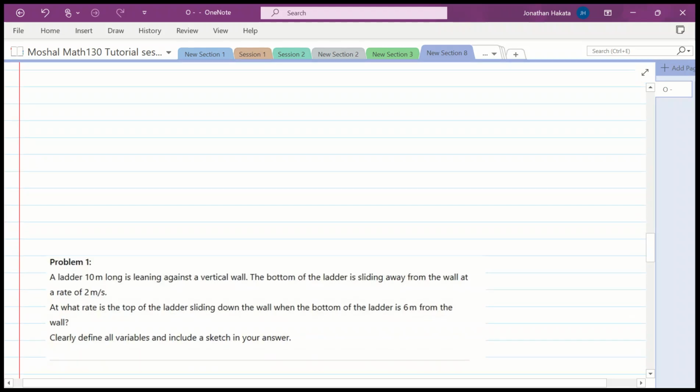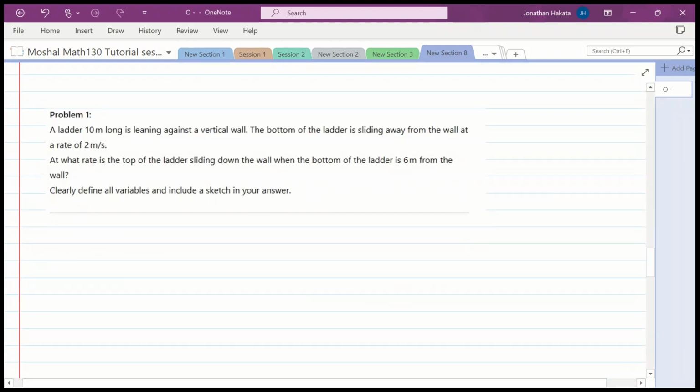I think it's a word problem. Yep. Okay, so we are given a scenario here. A ladder which is 10 meters long is leaning against a vertical wall. The bottom of the ladder is sliding away from the wall at a rate of 2 meters per second. At what rate is the top of the ladder sliding down the wall when the bottom of the ladder is 6 meters from the wall? Clearly define all variables and include a sketch. Okay, so probably the situation is like this.